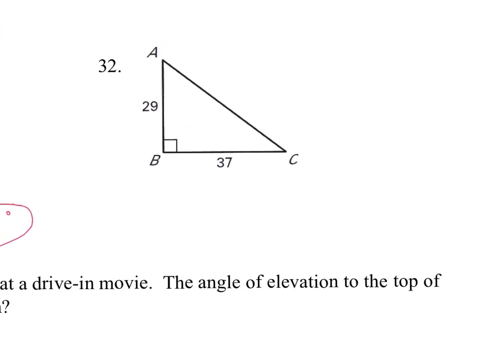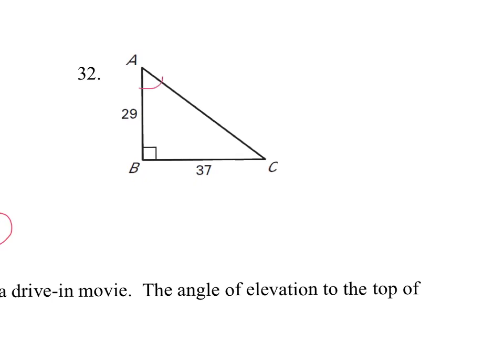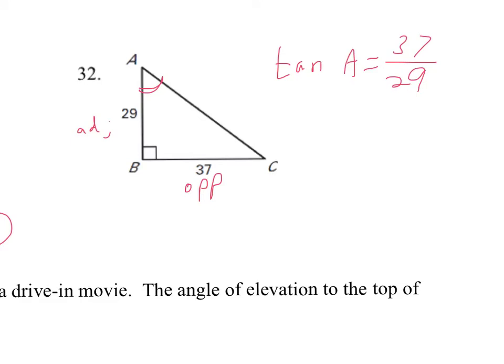All right, the last one from this set. Looking at angle A, we have adjacent and we have opposite, another tangent. So the tangent of A is opposite over adjacent, 37 over 29. So then we'll do inverse tangent, 37 over 29. We're asking the calculator, what angle has a tangent of 37 over 29? If you type that in, you should get 51.9 degrees.